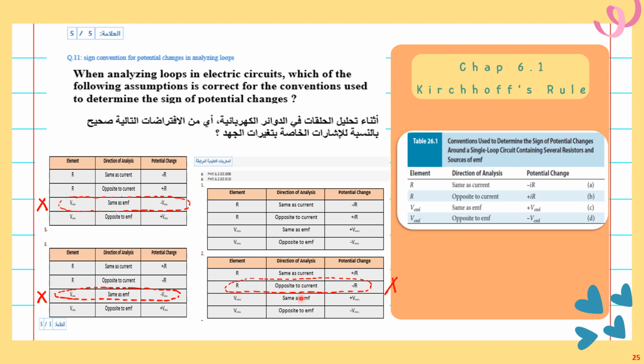If the direction of the loop is opposite to the current, it's supposed to be positive, because look here: if the direction of analysis is opposite to the current, it's supposed to be plus IR, but here they put minus, so this is wrong. So the only table left is the first one here. All of them are compatible with this one.